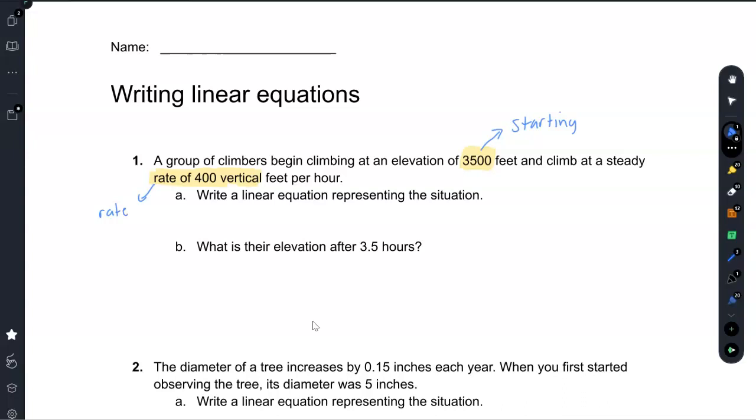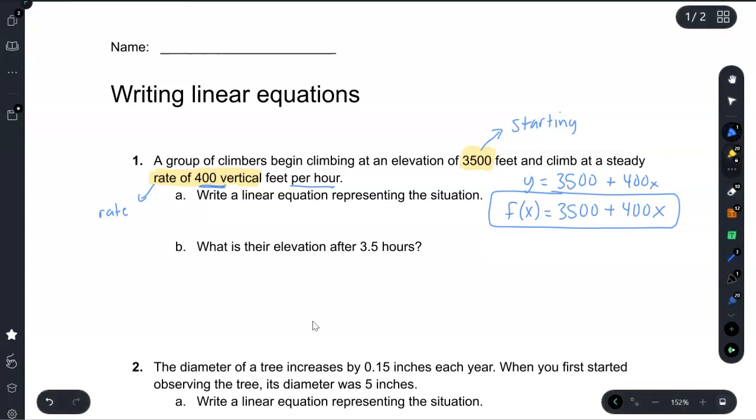So this, if I wrote it in function notation again, would be f of x equals 3,500, which was my starting amount, plus my rate of 400, and that's per every hour. So I'm going to multiply that per x or times x. So that would be my function. And if you wanted to write it in terms of y equals, it would be y equals 3,500 plus 400x. Same thing. I still prefer function notation to these.